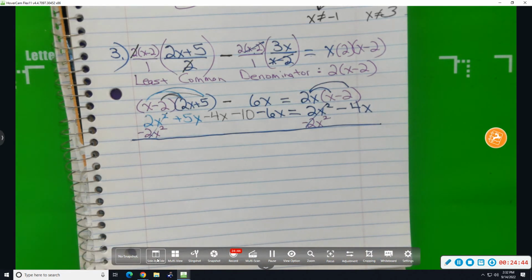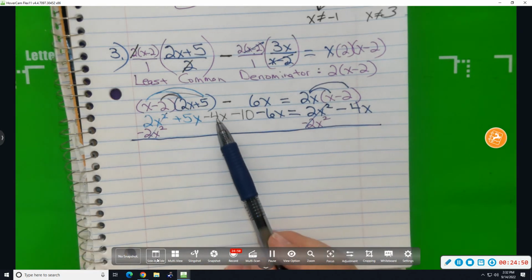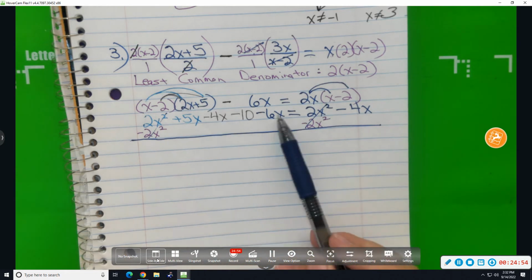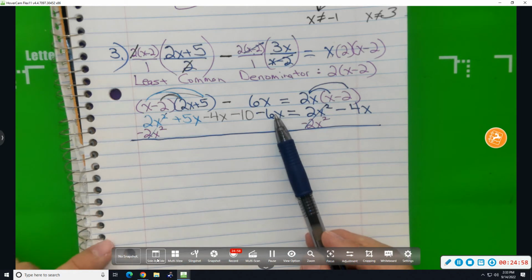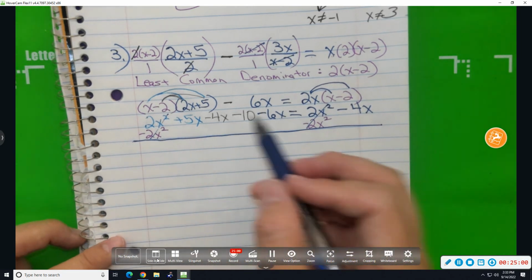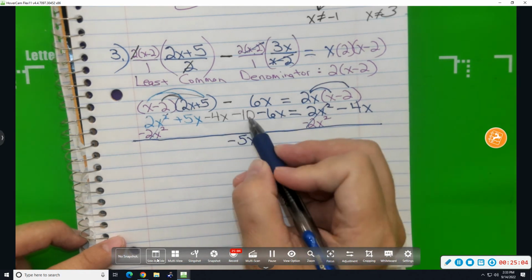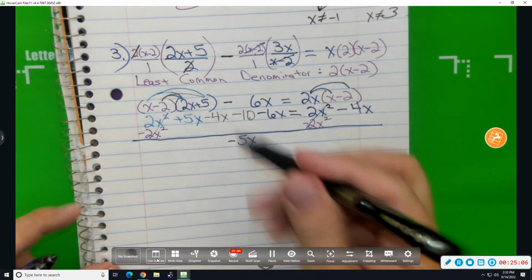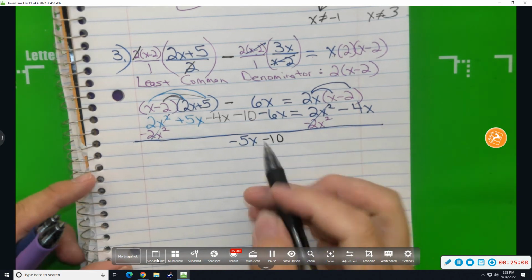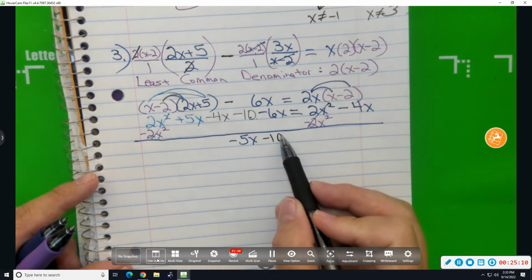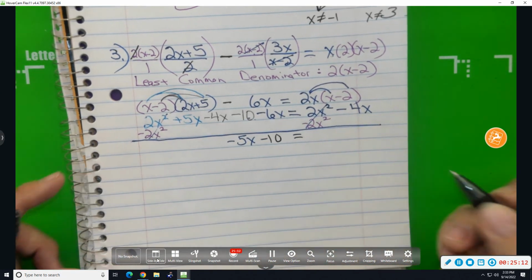So we're just going to have a linear equation. We still have quite a few terms. Let's combine them. 5x minus 4x gives me 1x minus 6x gives me what? Okay, I agree. 1x minus 6x gives us a negative 5x. And we still have that minus 10 right here. You see where I'm getting the minus 10? I'm just moving it down. What have we got on the right-hand side?